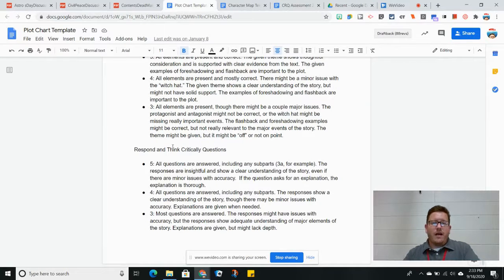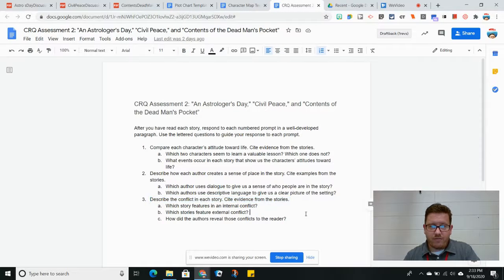Respond and think critically, I'm not expecting paragraphs for each one of those. I do expect paragraphs for each one of these. These are like little tiny essay questions. This is where you get to flex a little bit. Give me a clear topic sentence. Give me the answer and the support in the body, and give me a conclusion sentence.